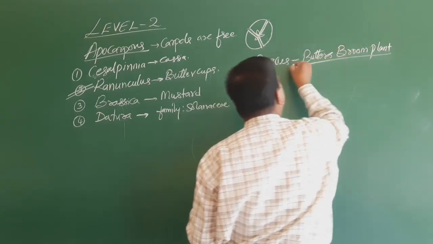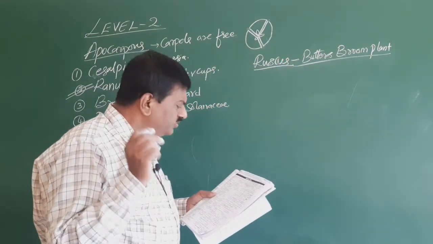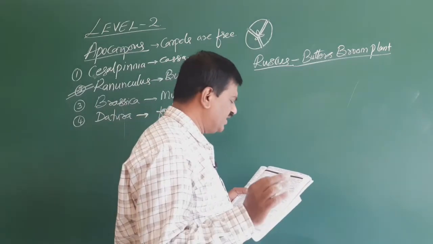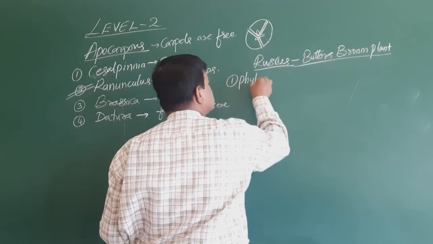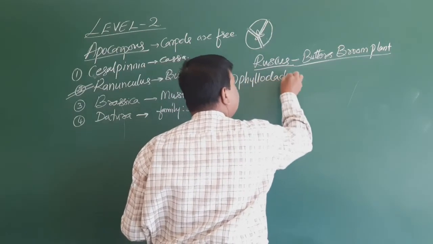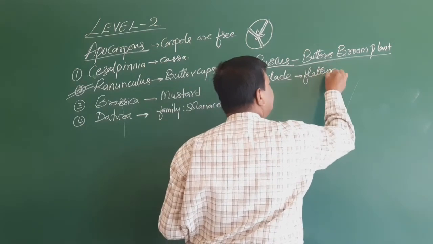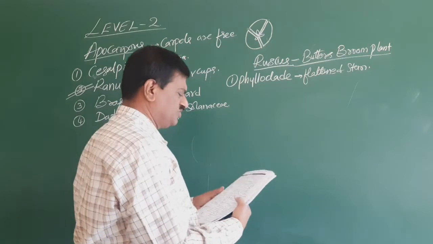This butcher's broom plant is called Ruscus. The stem modification is, the first one is called phylloclade. Here there is a presence of flattened stem. The flattened stem is present.